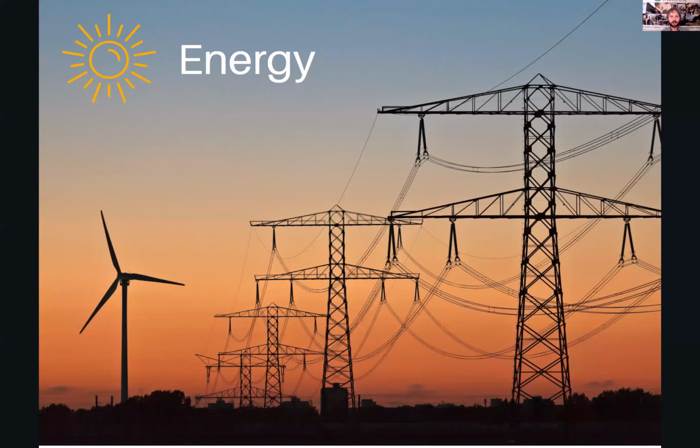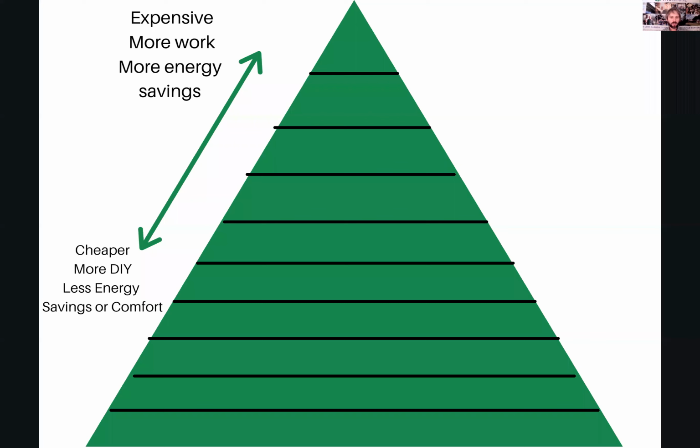All right, so energy. Energy is our first pillar. We're going to try to get through as much of it as we can in this session, and then we'll continue it into the next session. So I want you all to take a second here and look at what we call the energy efficiency pyramid. On the bottom of the pyramid is cheaper, more do-it-yourself, saves less energy, not as much savings in carbon or comfort. On the top, as we go up the pyramid, it becomes more expensive upfront, becomes more work, less ability to do it yourself, but there's much more energy savings.